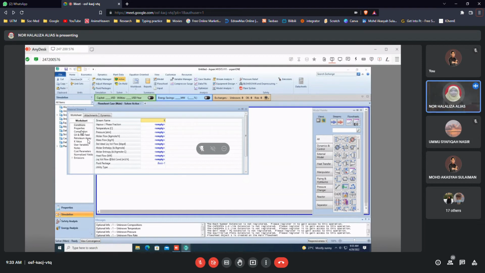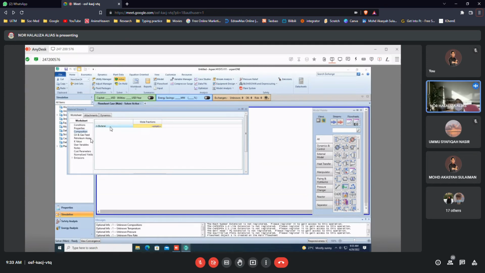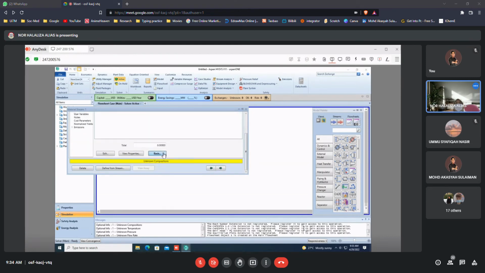Unknown composition. So okay, go for composition. And then you notice that it is stated already, it is N-butane. Okay, mass fraction again, like usual just now. Change the basis to mass fraction.